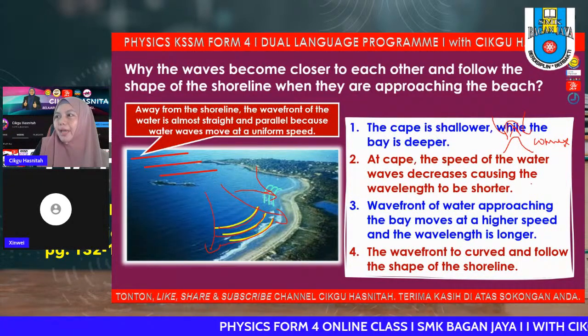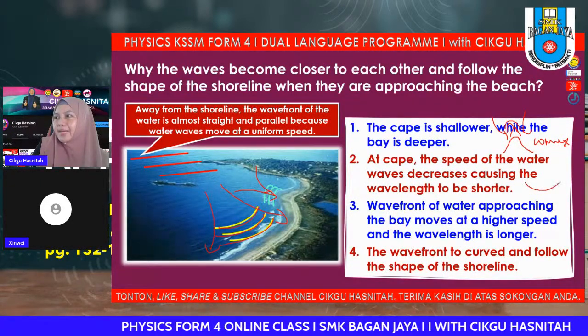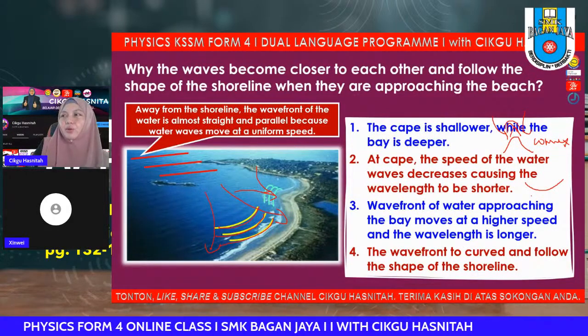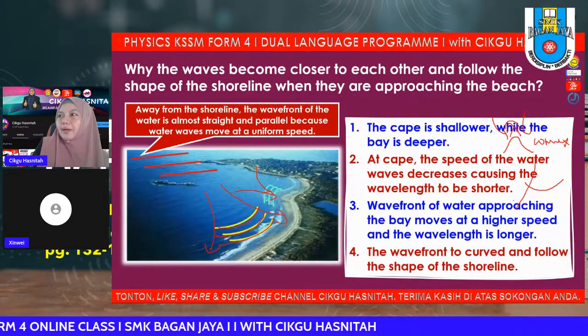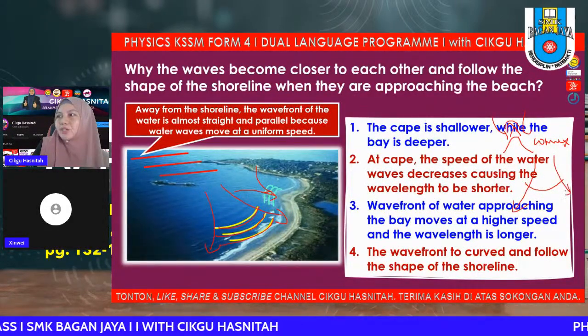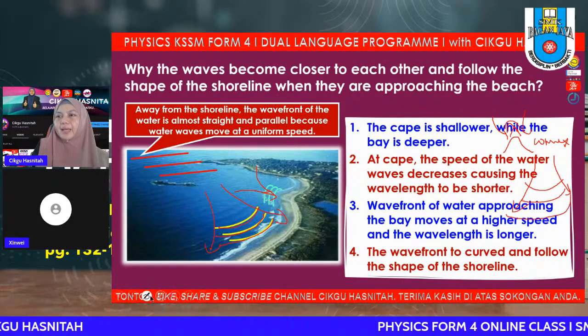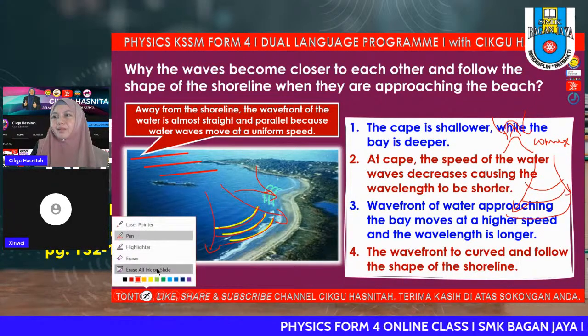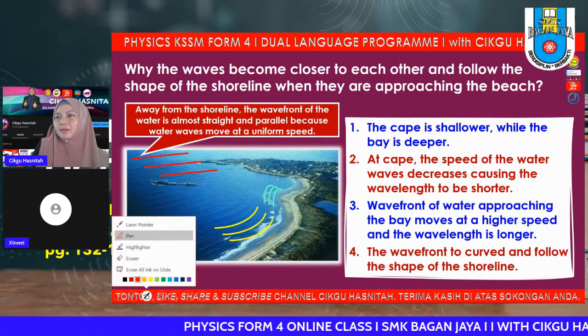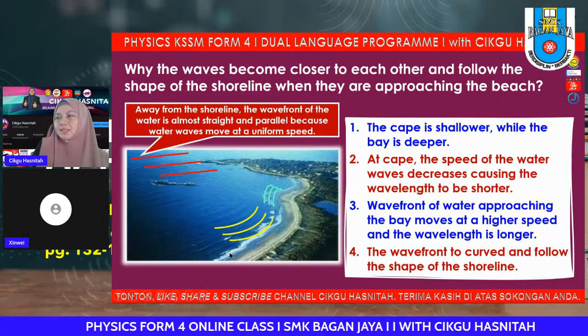Okay, while the bay appears to be a concave shape. So what happened? The wave diverges and produces a longer wavelength. Okay, here. And then what's next?